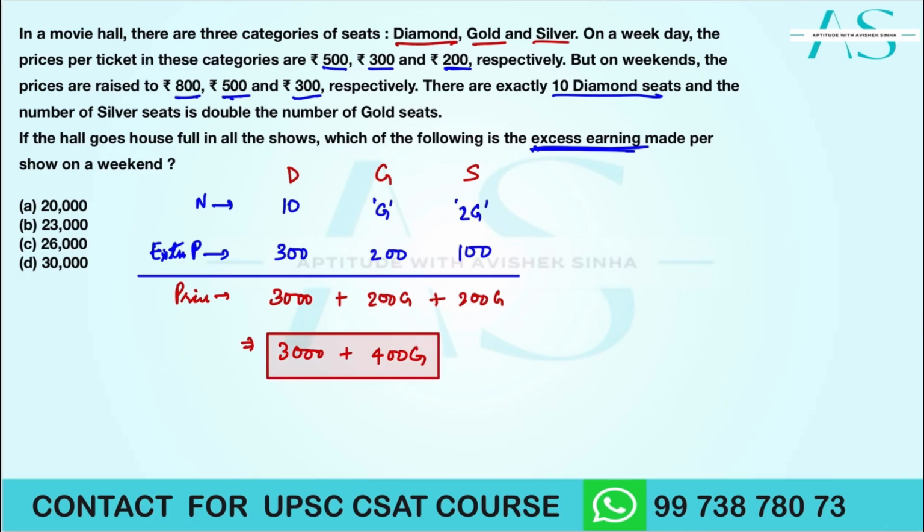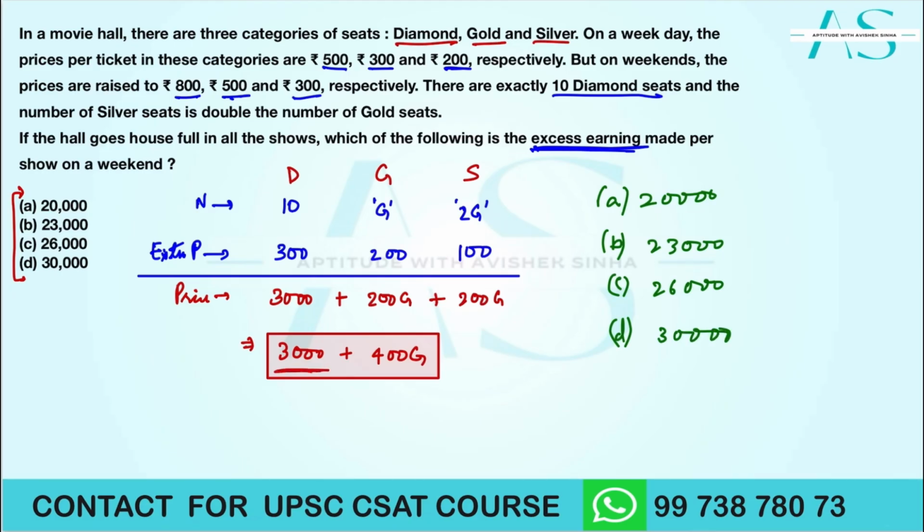Now I just need to check which of the options fit this category. तो मैं smartly क्या कर सकता हूँ? I have the options as 20,000, 23,000, then 26,000 and D as 30,000. Now I have to be smart here. 3,000 तो हो ही रहा है. So let's subtract 3,000 from all of them. जैसे मैंने ये करा, what is the value here? 17,000, 20,000, 23,000 and 27,000.